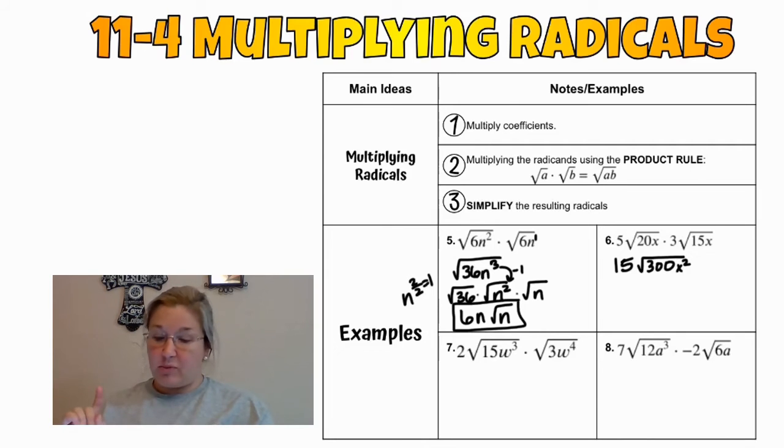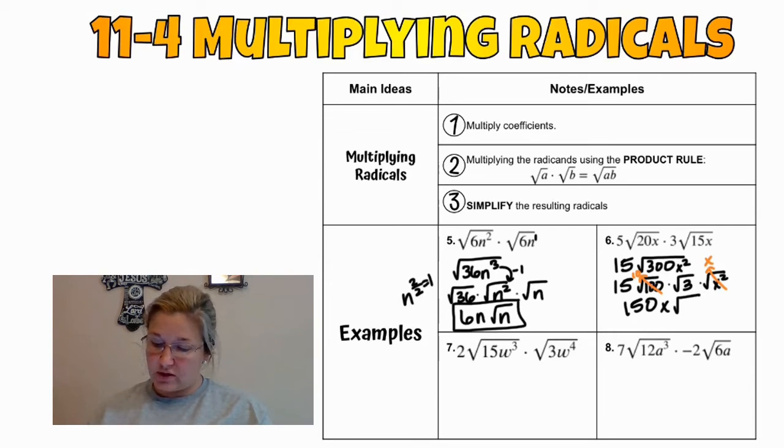Now, the perfect square that can go into 300 is 100. So that is kind of nice when you have those. So that's going to be the square root of 100 times the square root of 3, and then times the square root of x squared. So the square root of 100 is going to be 10. So I have 15 times 10. That's going to make 150. And then x squared, that square root is going to make x. So I have 150x times the square root of 3.